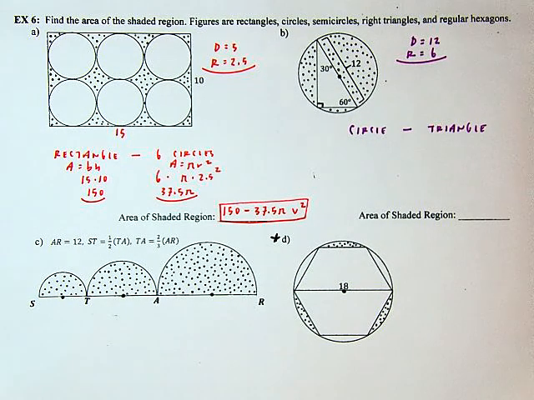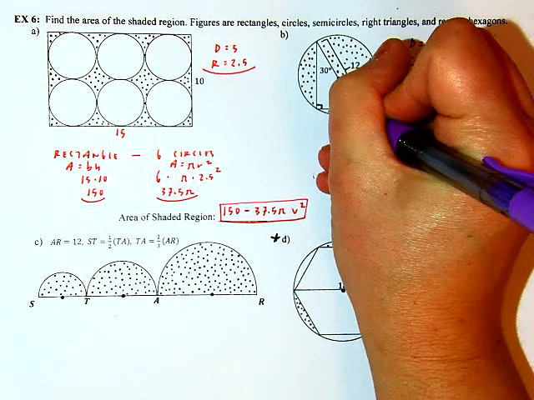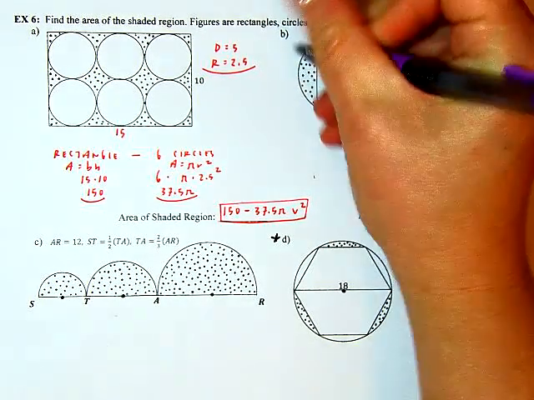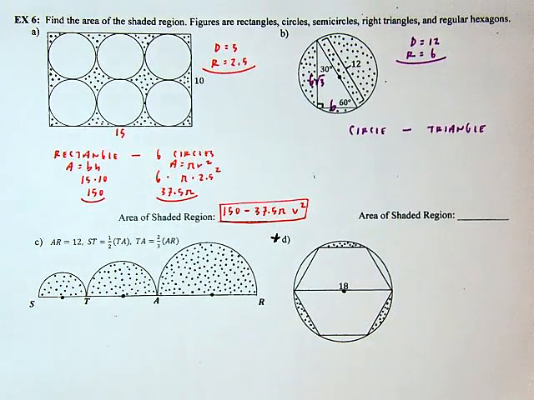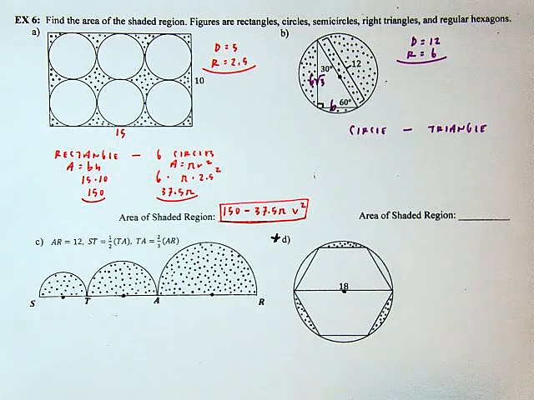All right, so if I look at the 30, 60, 90, right, I know that opposite the 30 is the x, opposite the 60 is the x root 3, opposite the 90 is the 2x, and that's 12. So that means then that right here the x would be 6, and the x root 3 would be 6 root 3. Okay, so I have everything I need now to work the problem.